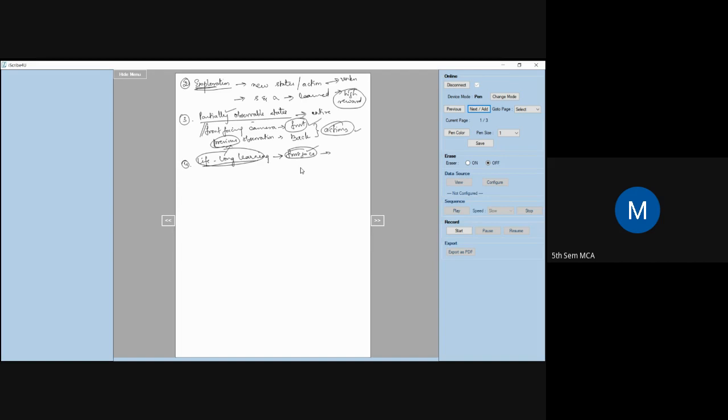So these 4 points are an important question as well, as to what are the aspects with which your reinforcement learning is completely different from other approximation tasks. Then you have to write all these 4 points. Any doubt so far?